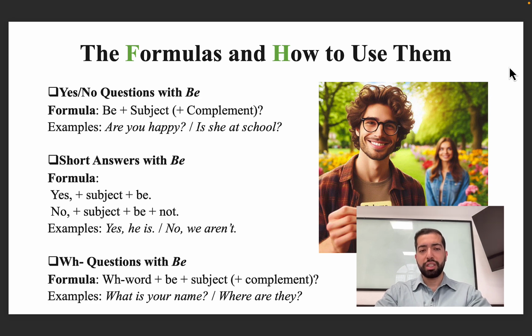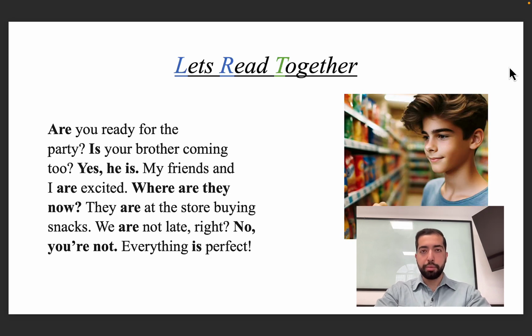For the WH questions with to be, you can use WH words such as what, where, when, so on and so forth, plus to be, plus subject, and something to complete our sentence. For example, what is your name? You can't answer what is your name with yes and no. You have to give specific information. Or where are they?